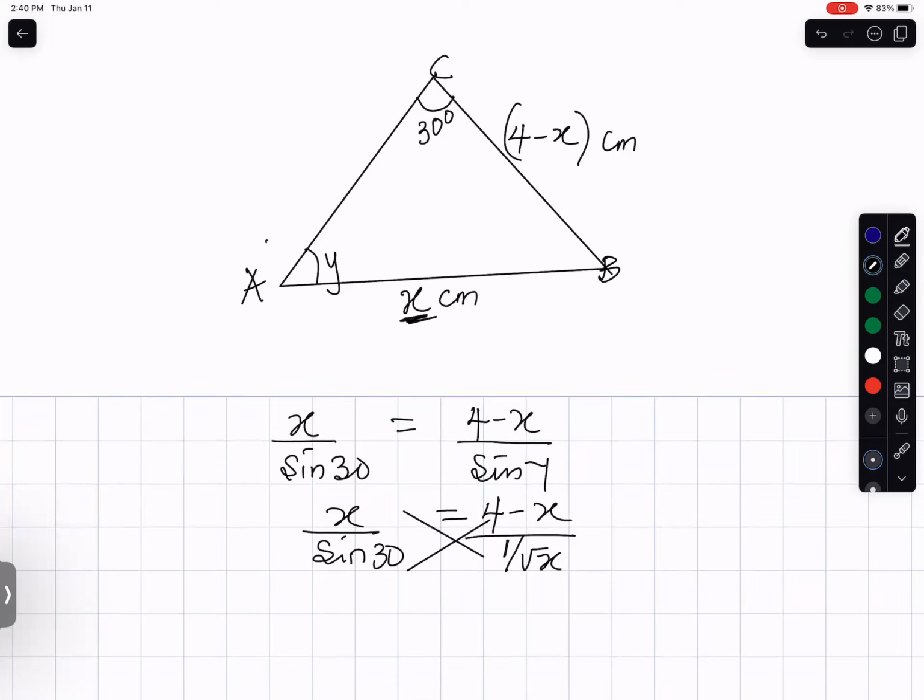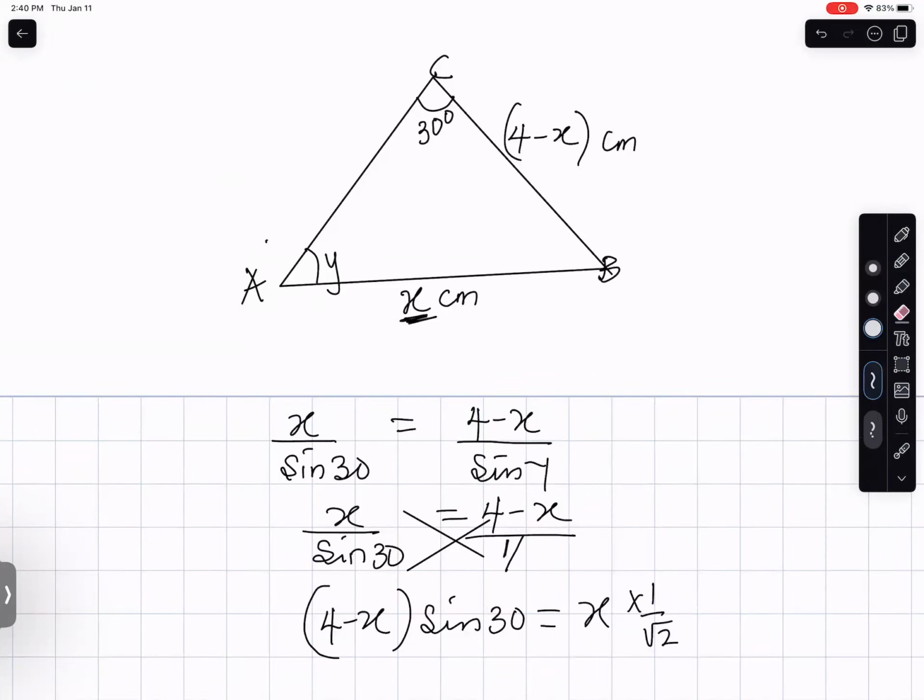So I have 4 minus X sine 30 equals X multiplied by 1 over root 2. This is root 2 here, not root X.